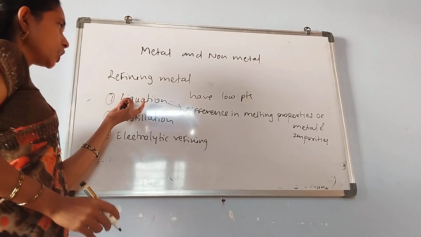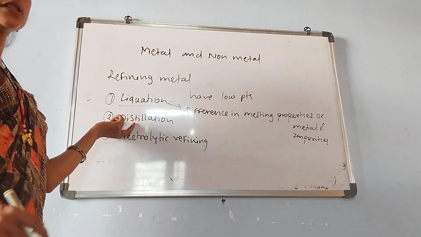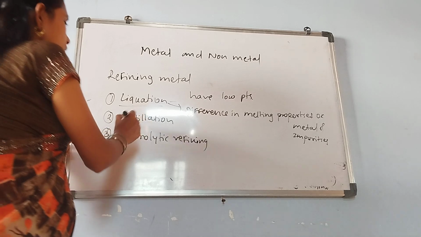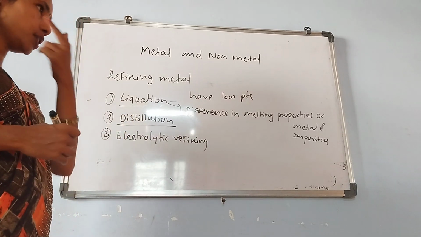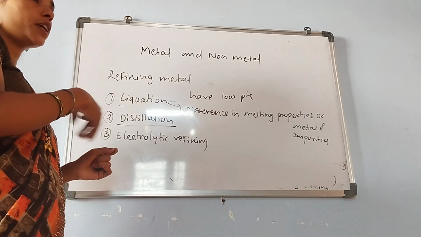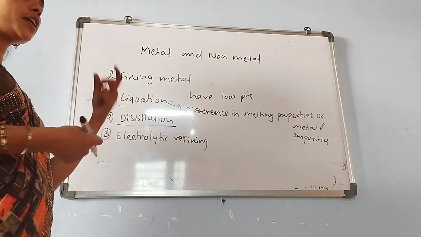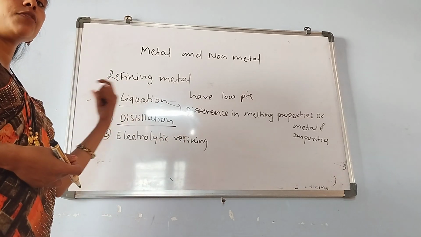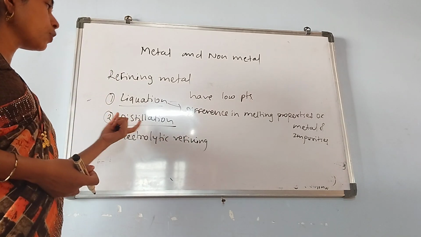Okay, so this is about the liquefaction. Next we'll discuss the distillation process. For the distillation process, for example, any metals which are in the liquid form, we heat them, then they convert into the vapor form. Again, that vapor form, by cooling it, we can make into the liquid form. So this is about distillation.